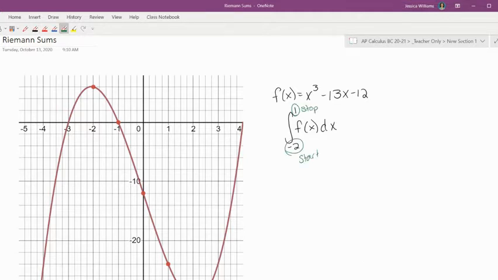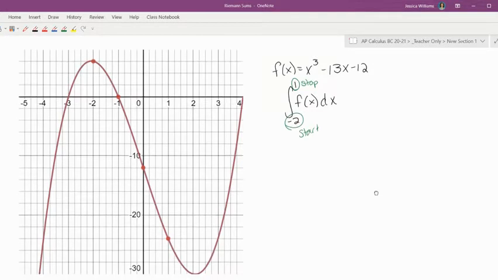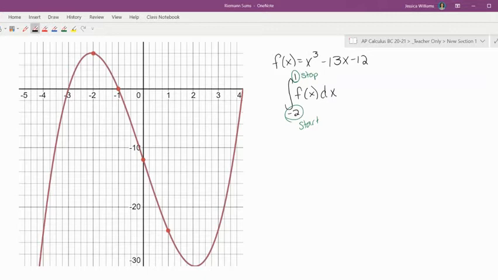We're going to do this 4 different ways. For all 4 of them, I'm going to use the same start and stop. So this first one is what we call a left Riemann sum. A Riemann sum is a rectangle. You're going to add areas of rectangles.